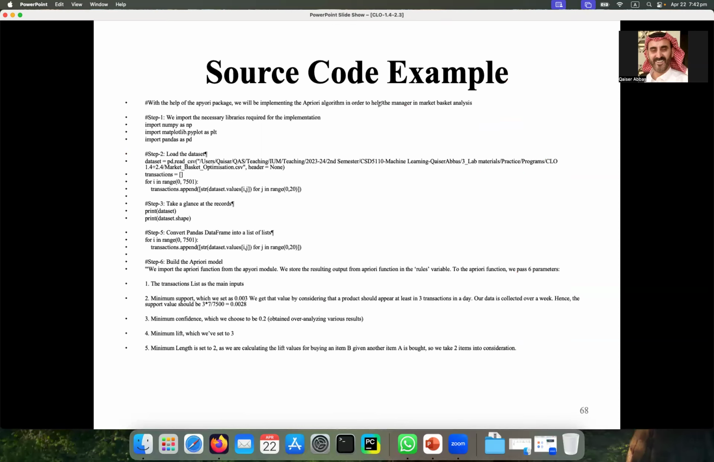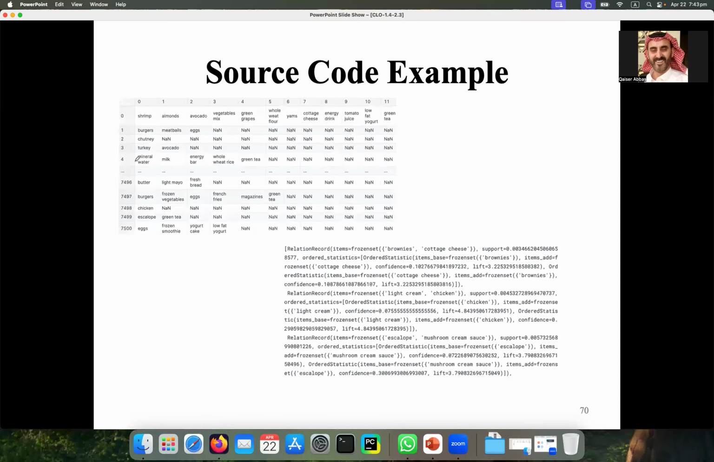Now this is the source code for this whole Apriori. With the help of the Apriori package, we are implementing the Apriori algorithm in order to help the manager with market basket analysis. This is the lengthy source code. Here we are displaying the data set. How many rows? 7,500 rows. And then we are displaying the data dot shape.